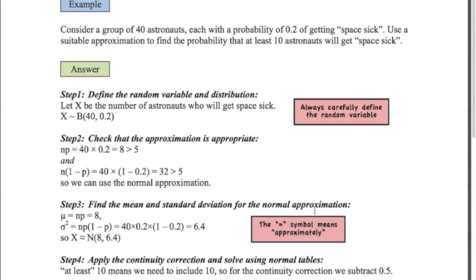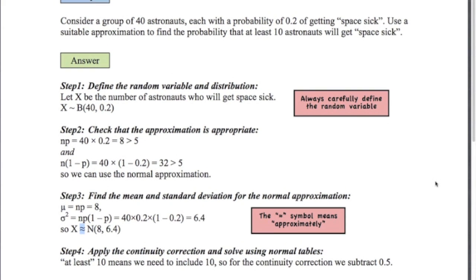Find the mean and standard deviation. So using our formulas from the tables for our binomial distribution, the mean is n times p. The variance is n times p times 1 minus p, 6.4. So X is approximately normal. See, I've got these two squiggly lines, meaning approximately normal with a mean of 8 and a variance of 6.4.